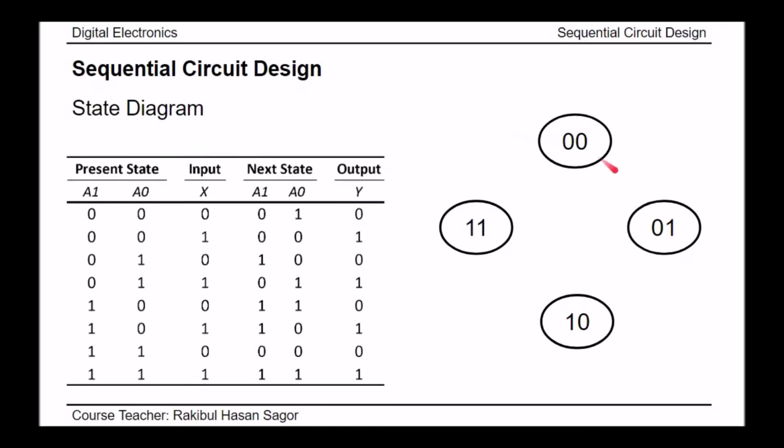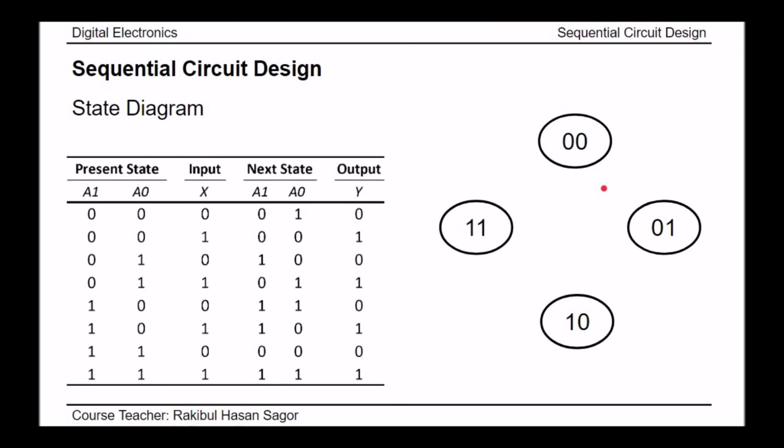So using 2 bits we can have 4 states, that is 00, 01, 10, 11. Now, first of all, when we have 00 as the present state, if we give x equal to 0, that means input equal to 0, the next state will be 01 and the output will be 0. So how is it represented? If we have present state 00, the next state will be 01. So from 00 we need to go to the next state 01 if input x equals 0.